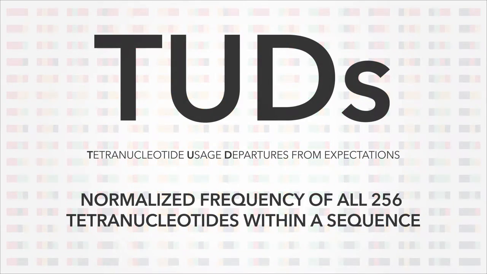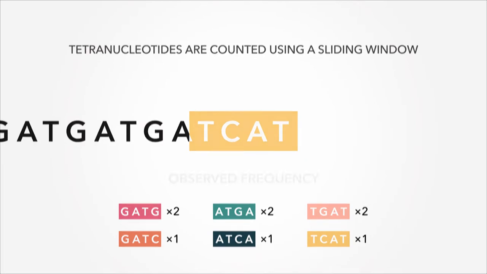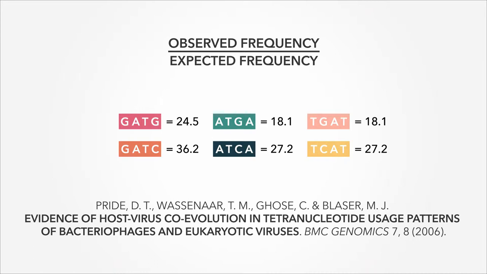To begin, we calculated tetranucleotide usage departures from expectations, or TUD, values for each genome. Essentially, this is the normalized frequency of all 256 possible tetranucleotides within a sequence. This gives us a quantifiable metric we can use to compare phage relatedness. To calculate TUD, we counted the observed frequency of a given tetranucleotide within our genome. We then divide this value by that tetranucleotide's expected frequency, given a genome with the same composition, but with random nucleotide order. A detailed overview of this procedure is available in a paper published by David Pride in BMC Genomics in 2006. We repeat this procedure for all 256 possible tetranucleotides. The final TUD of each genome is the vector constituting all 256 tetranucleotide deviations.